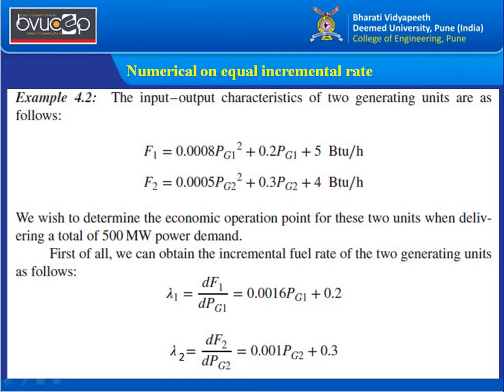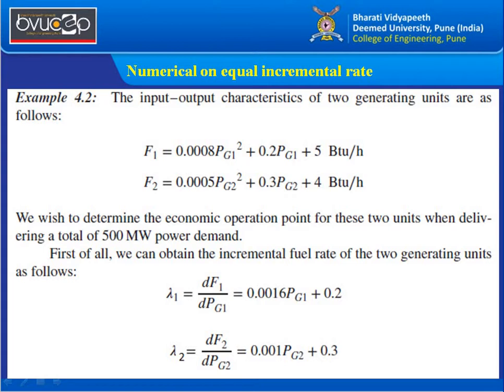Now suppose with this particular data, we want to find the economic operation of the two units when the total demand is around 500 megawatt. So let us see how to calculate this economic operation for the two units and how the power output is distributed between the two generating units. First of all, we have to calculate the incremental fuel rate of the two generating units. Note that this numerical is related to equal incremental rate. The incremental rate factors are denoted by lambda 1 and lambda 2 for the two generating units, and in equal incremental rate we are going to consider them equal.